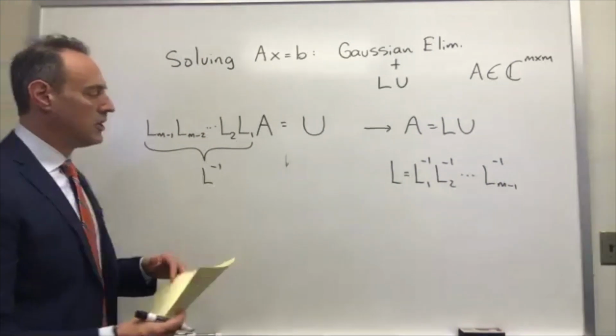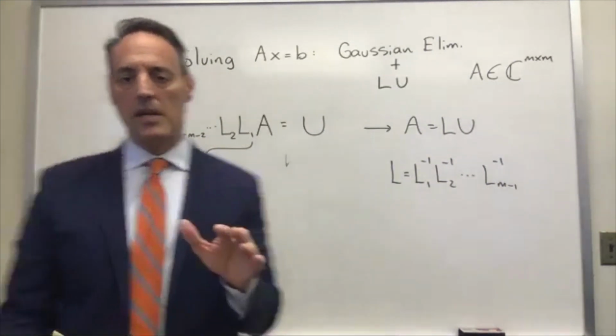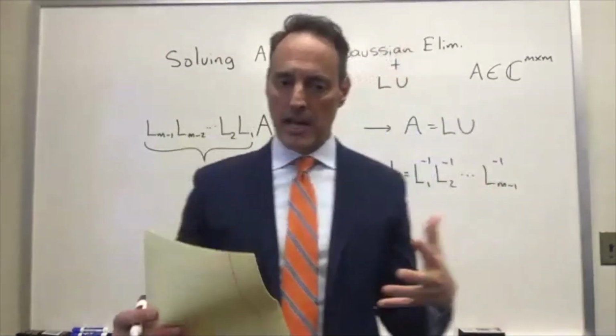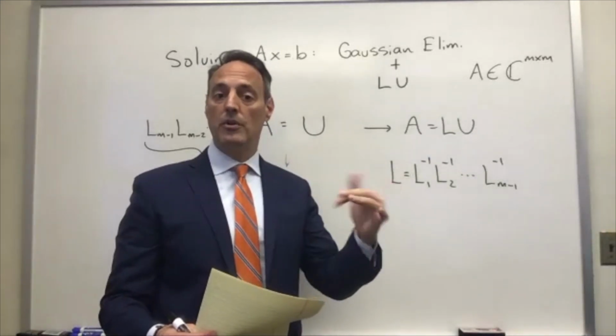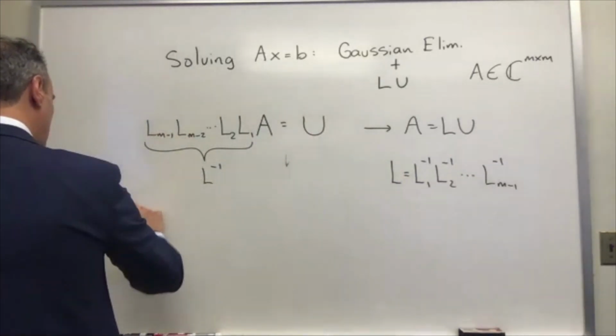So let me just draw this out graphically, much like I did when we did Householder triangularization. I'm going to draw matrix A, and I'm going to show you what multiplication by L1 does, then by L2, then by L3. We'll do a 4 by 4. So let's start off with some matrix here.